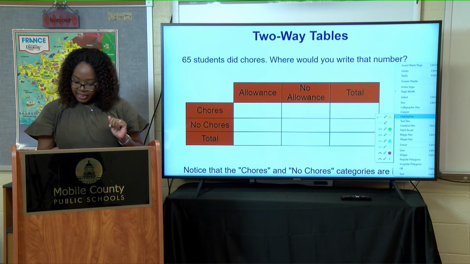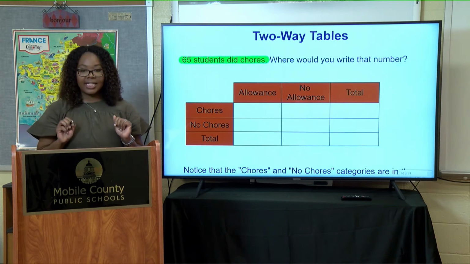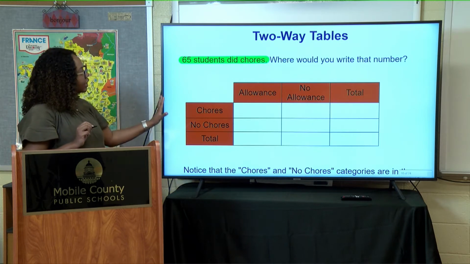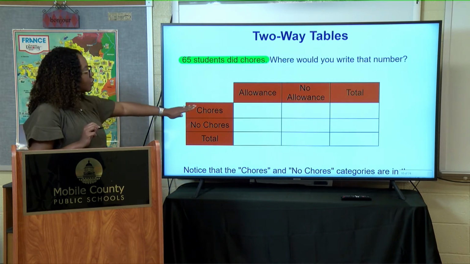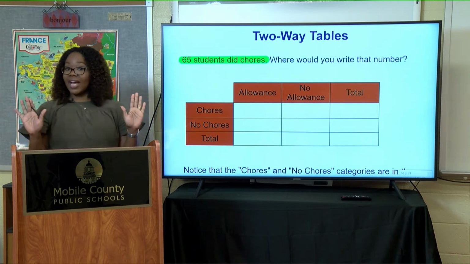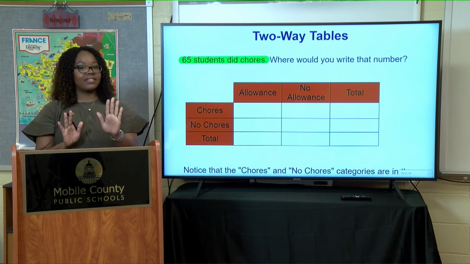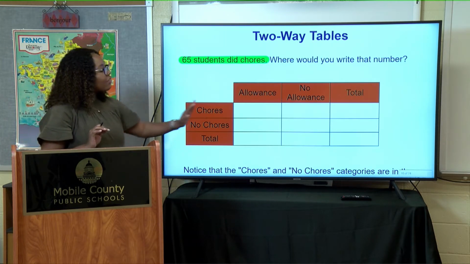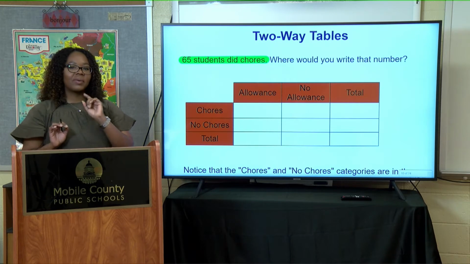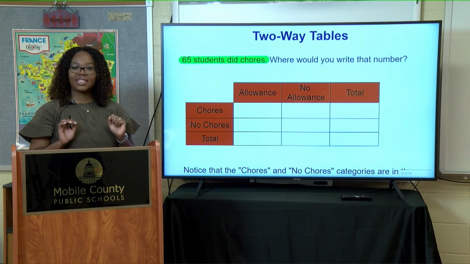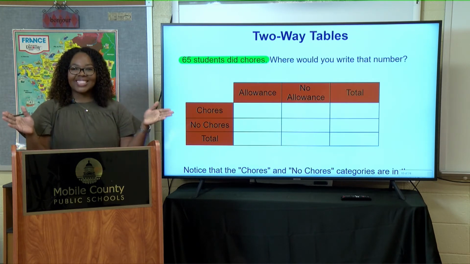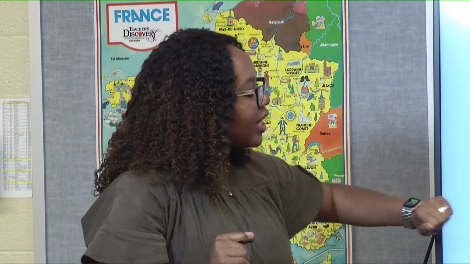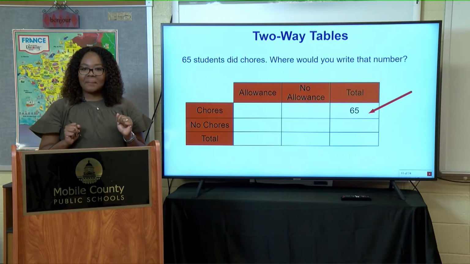Within our information, they tell us that 65 students did chores. So let's look at our two-way table and notice that our chores is in a row. We do not know so far how many students received an allowance, nor do we know how many did not receive an allowance. However, we have a total. Can you remember what we called that subtotal in a two-way frequency table? You're right, it's a marginal frequency. So 65 students did chores, so we're going to find the intersection of the chores and the total, and we're going to write 65 there. Very good.